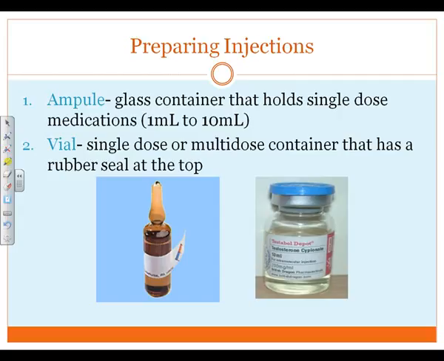A vial is a single dose, or can be a multi-dose container, that has a rubber seal at the top. Now this is a plastic cover because it hasn't been opened, but if you pop this off, and I'll show you in lab, there's actually a rubber stopper. Some of them are meant to be single dose, and some of them, like insulin, are meant to be multi-dose, where you can use them over and over again.